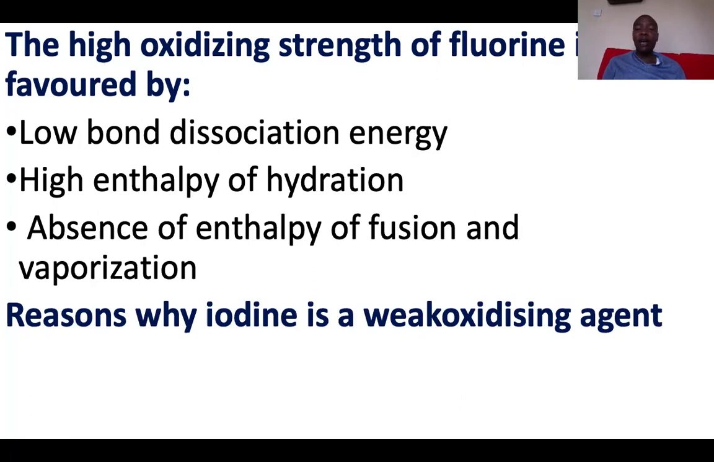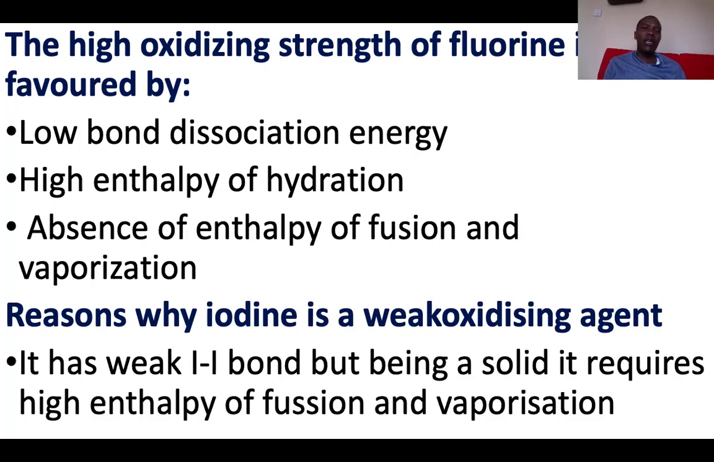The reason why iodine is a weak oxidizing agent: so we are looking at the opposite. It has a weak I-I bond, so that covalent bond is weak. Having a weak covalent bond would actually help it to be a strong oxidizing agent. But because it is a solid, it requires high enthalpy of fusion and vaporization.